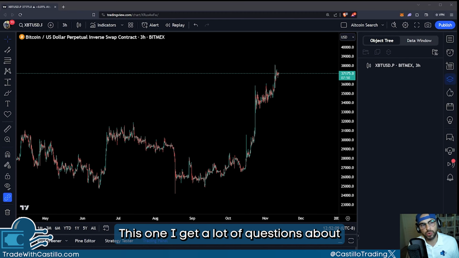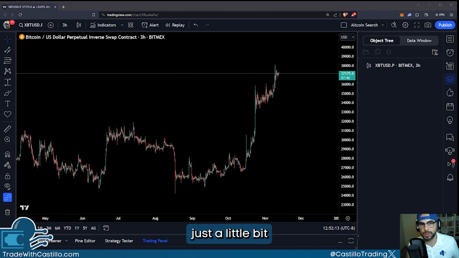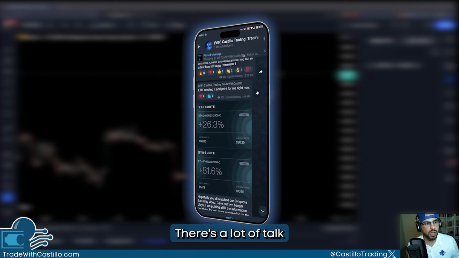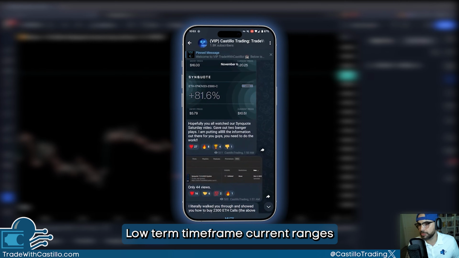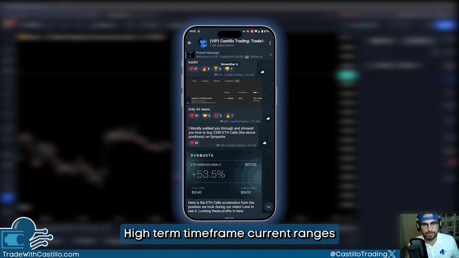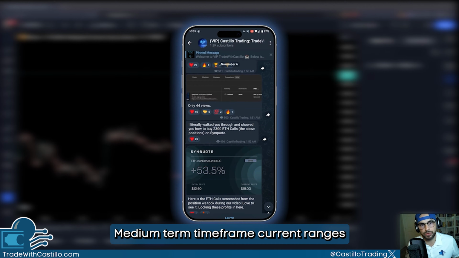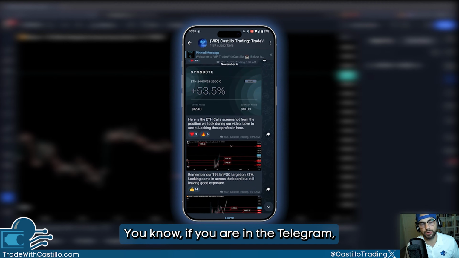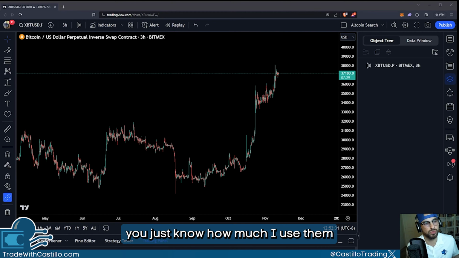This one I get a lot of questions about. It's very basic and very simple, but I do want to go over a little bit more detail on how I look for things, where it originates from, that sort of thing. But it's just current ranges. There's a lot of talk in my Telegram about low term time frame current ranges, high term time frame current ranges, medium term time frame current ranges. If you are in the Telegram, you just know how much I use them every single day.